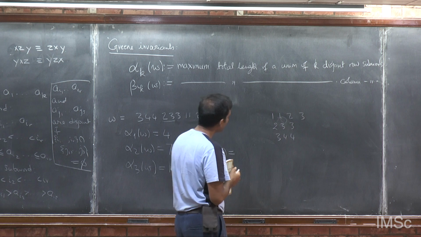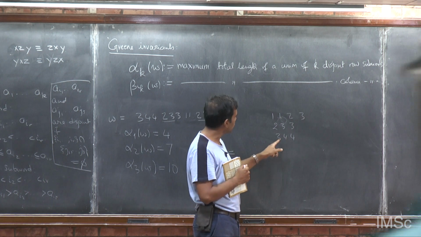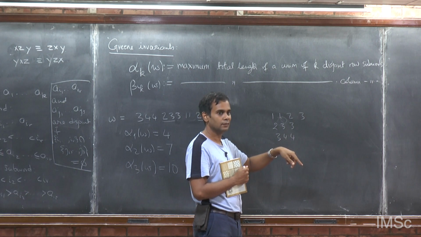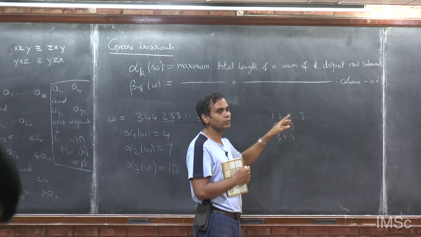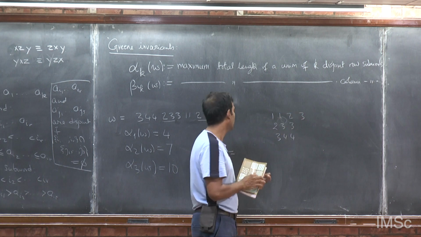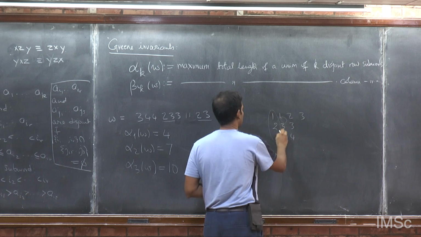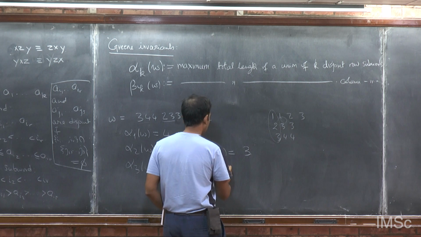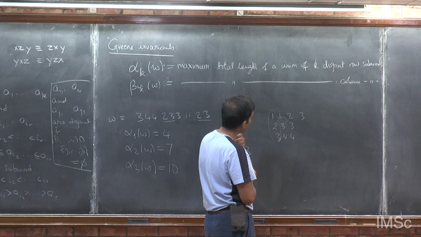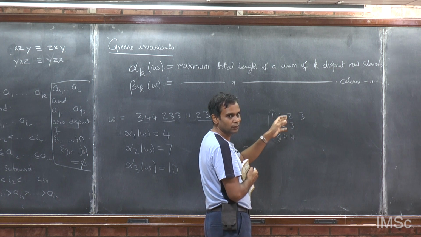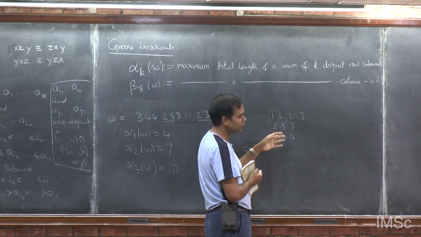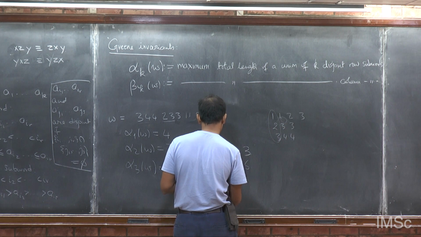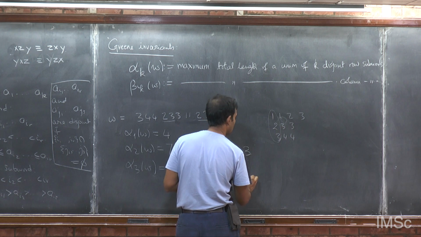So if I take a column subword, I can only use one element in each row because the rows are weakly increasing, and I want strictly decreasing. So once I use up an element of one row, I cannot use any more elements in that row. So you see, it's the other way around. And now if I have 2 column subwords, they would use up at most 2 elements of each row. So it's the sum of the 2 longest rows, 6 and 9.